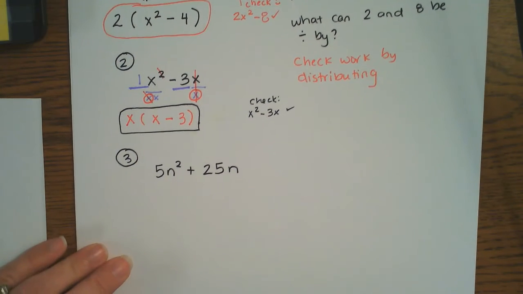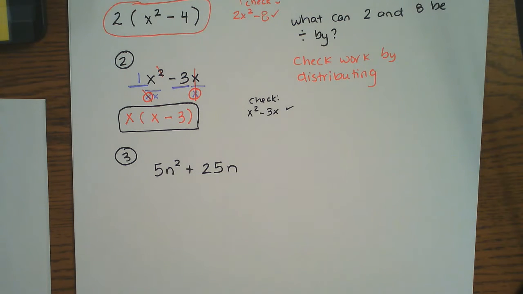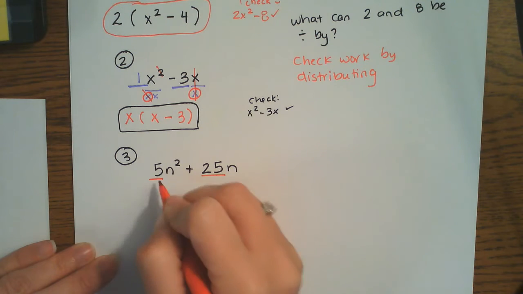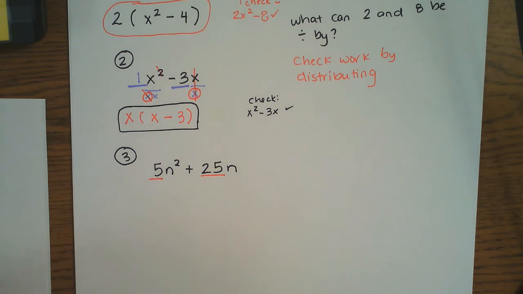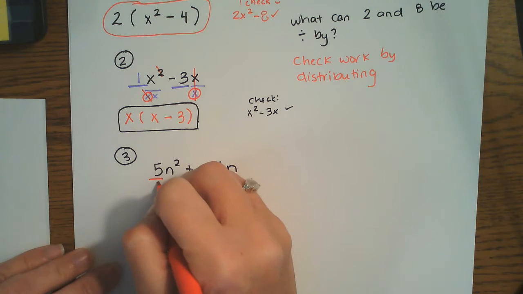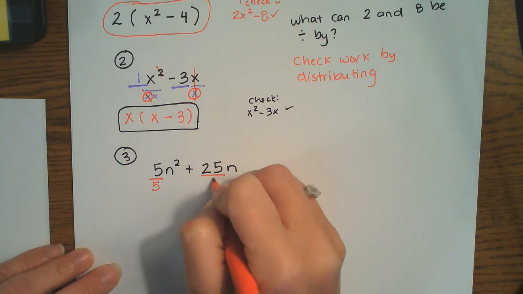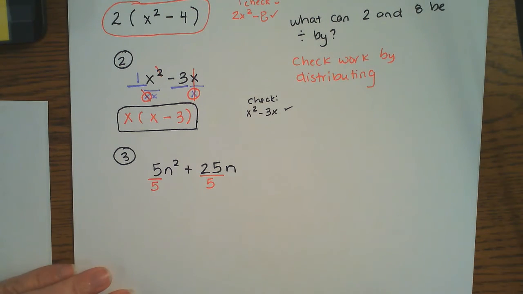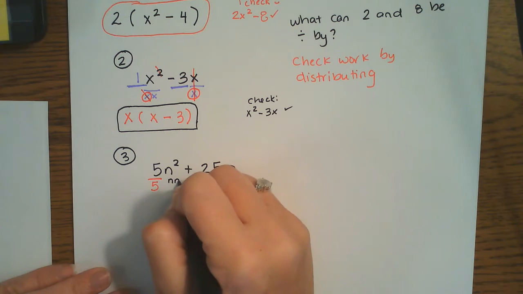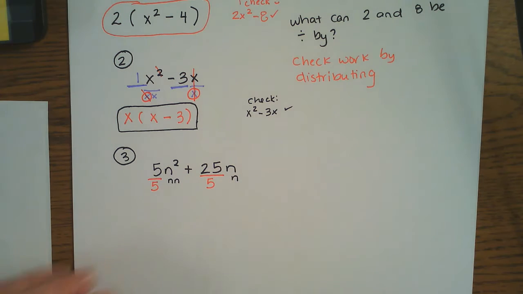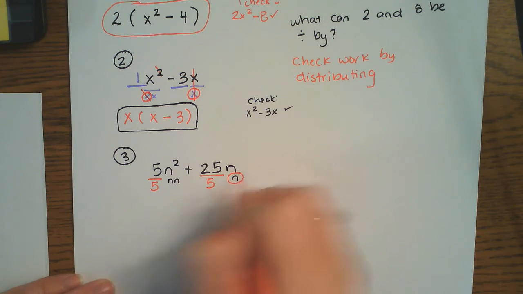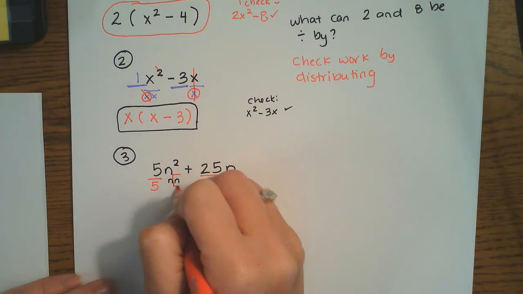Right, in this next example, I'm looking at the numbers. So what can I divide 5 and 25 by? What common factor? They're both divisible by 5. So that would be the greatest common factor. But also for the n's, I have 2 n's here and 1 here. So you're always looking, it's always going to be the smallest exponent amount.